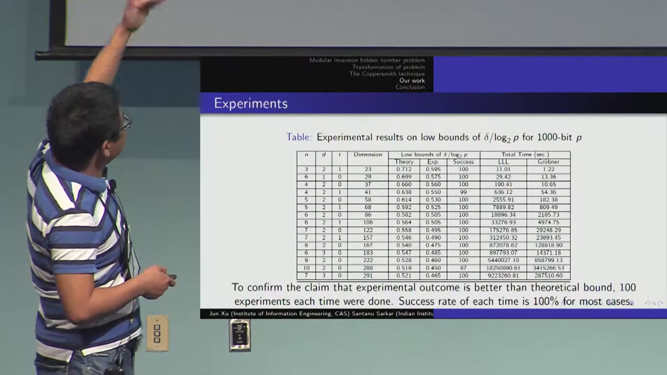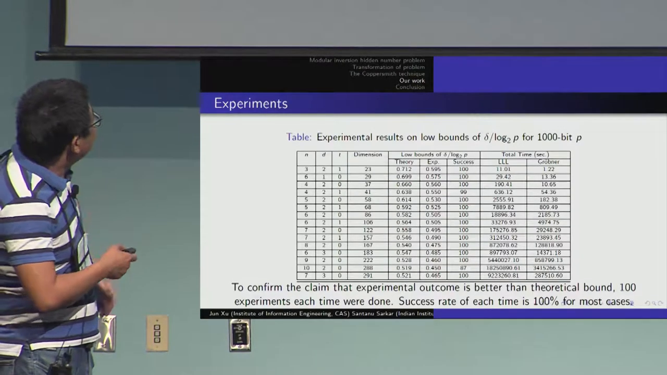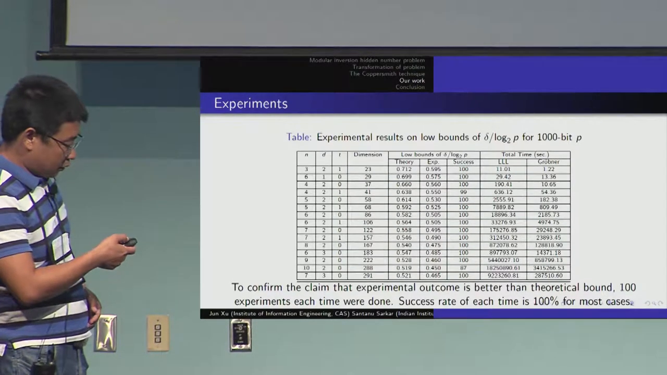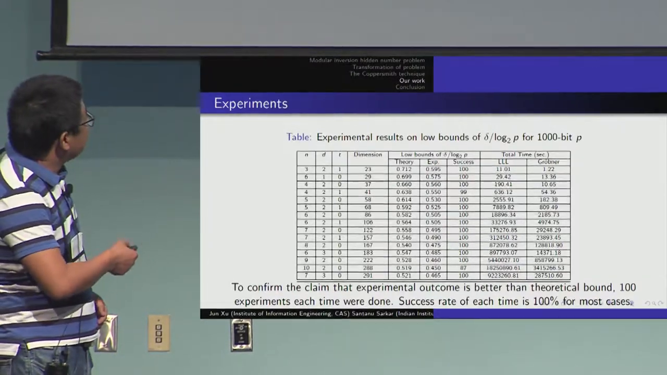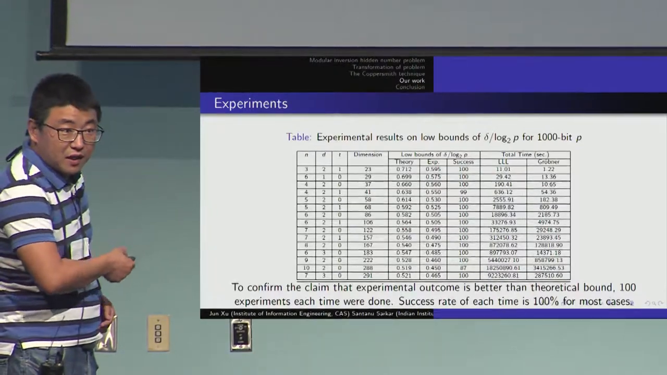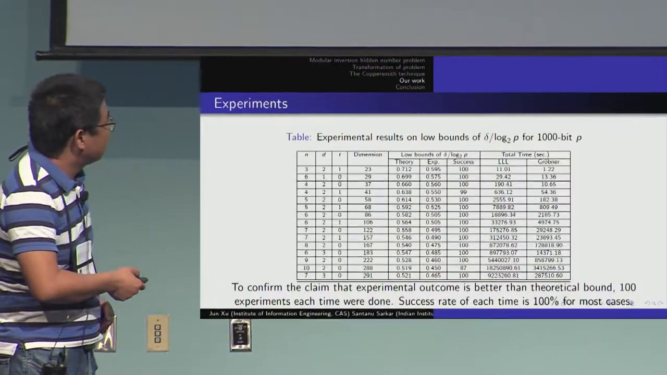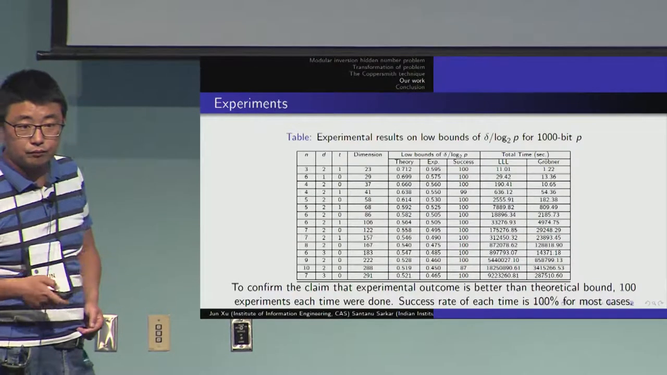So this is an experiment. We can verify this. We found the experimental bound is a bit better than the theoretical bound. We did 100 experiments each time.